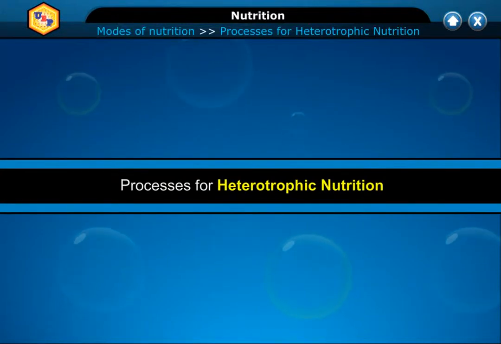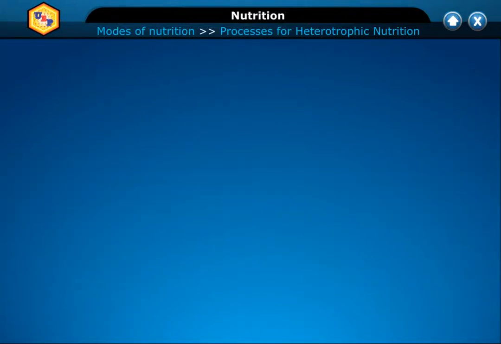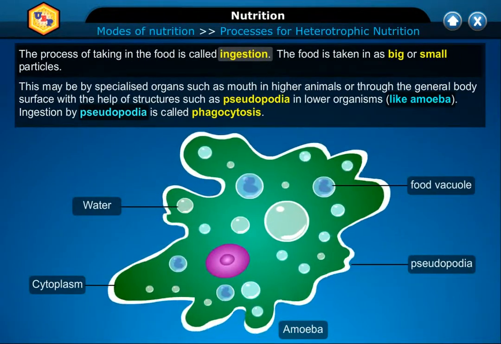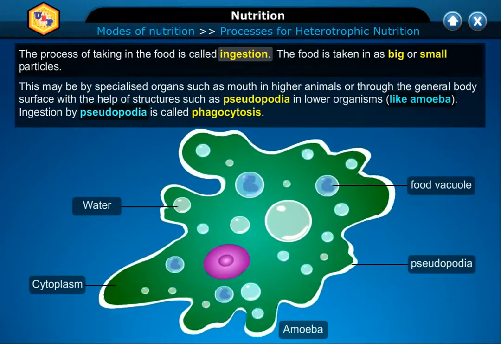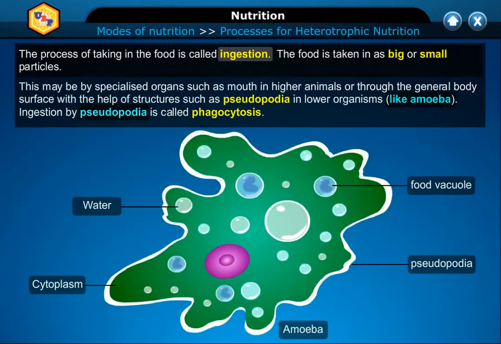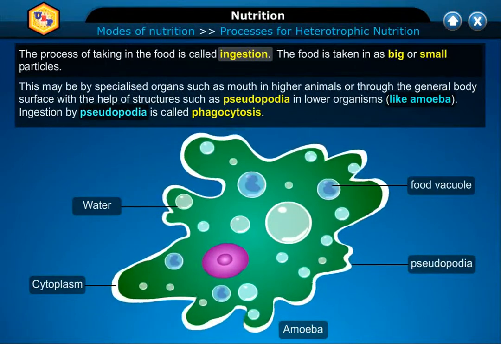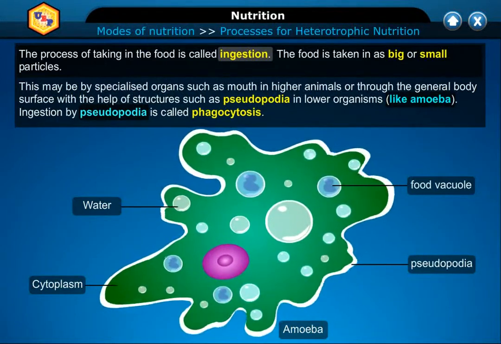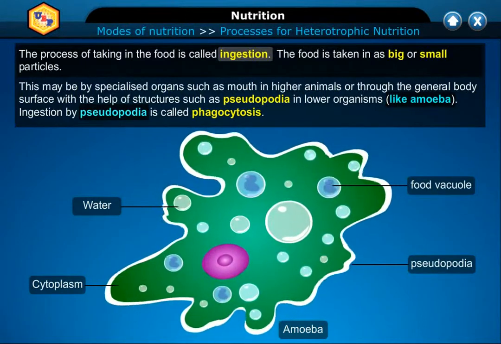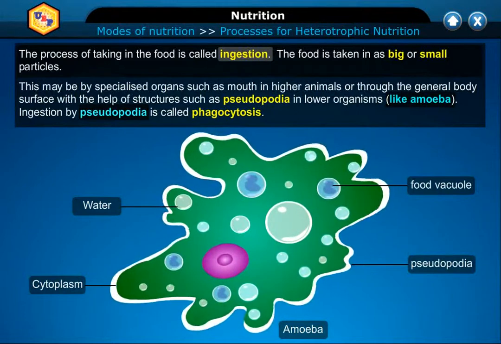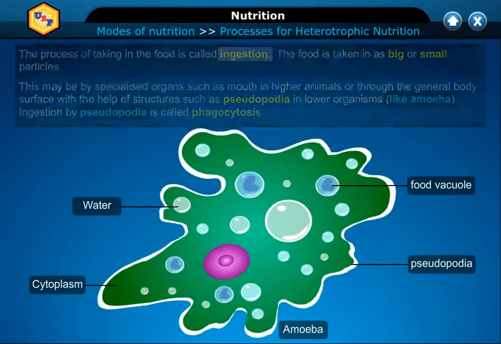Processes for heterotrophic nutrition. Number 1. Ingestion. The process of taking in the food is called ingestion. The food is taken in as big or small particles. This may be by specialized organs such as the mouth in higher animals, or through the general body surface with the help of structures such as pseudopodia in lower organisms like amoeba. Ingestion by pseudopodia is called phagocytosis.